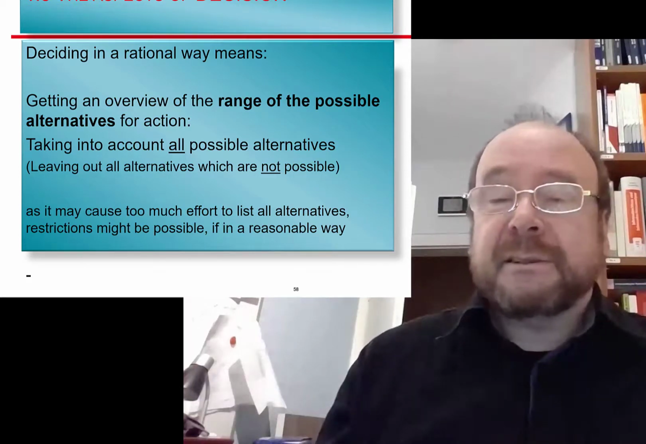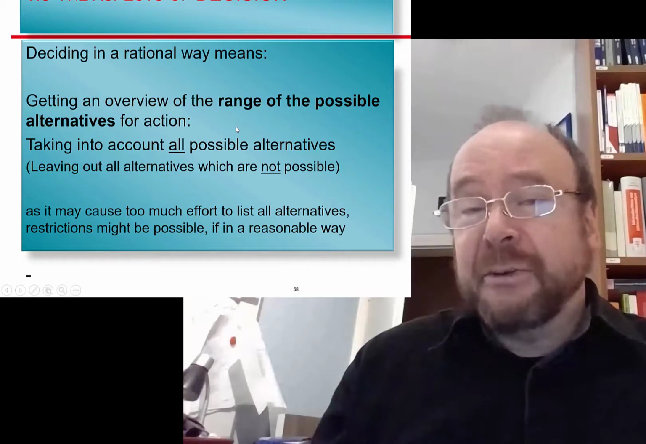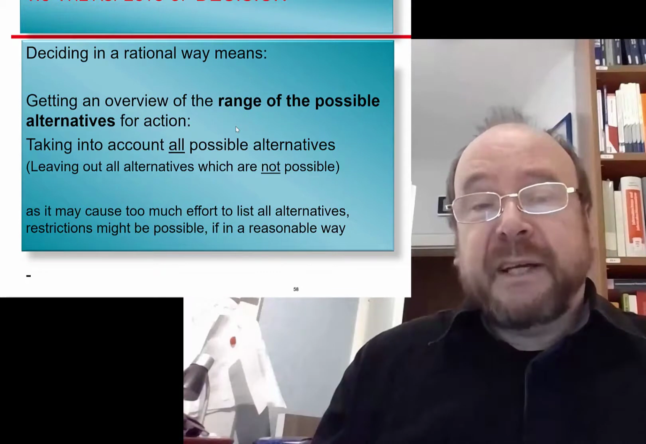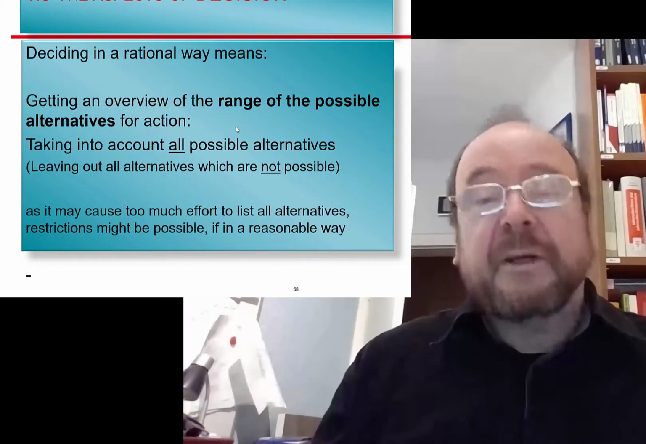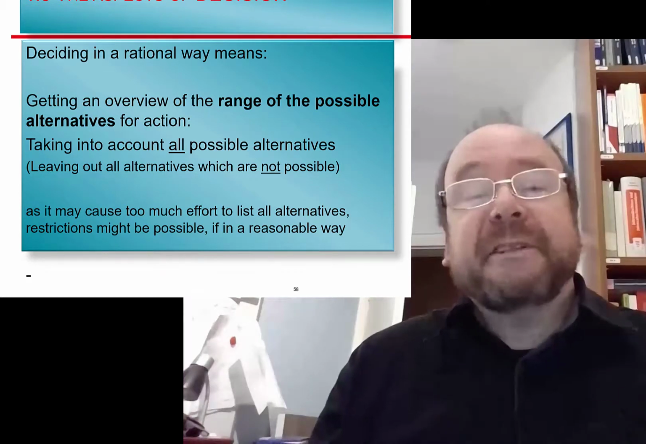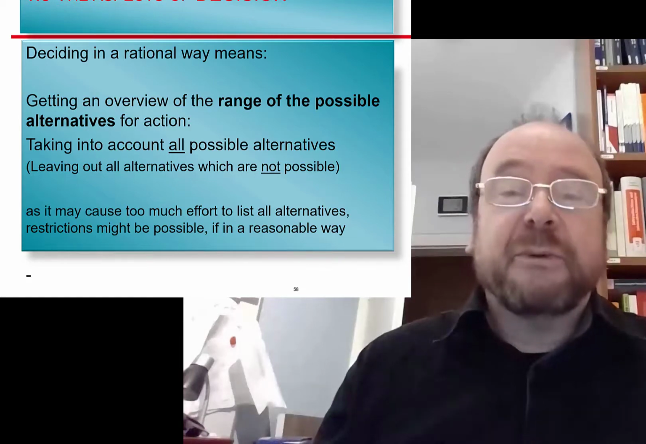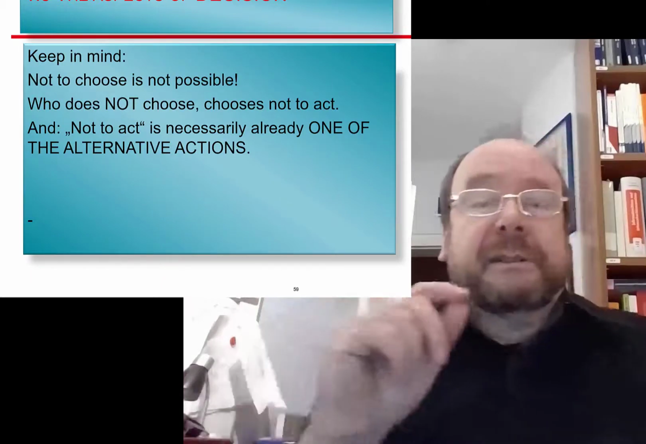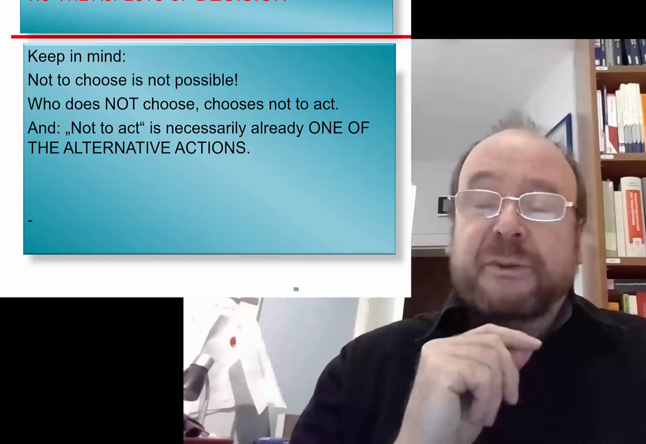So you must base your decision on an analysis of the alternatives which really exist. And you also must base the evaluation of the actions which are available on the consequences which these activities will have, and not of the consequences which you want them to have. Good. The next thing is, it's not possible not to choose.